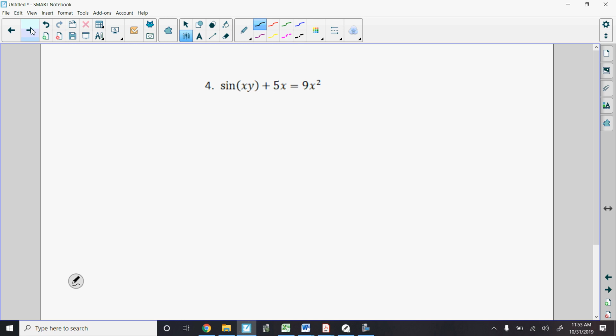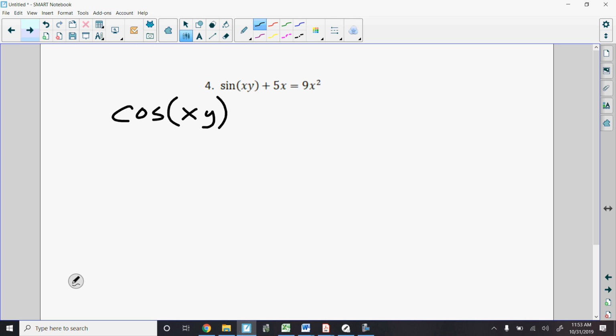Okay, so I'm going to start with the hardest part here, the derivative of sine of xy. I see it's a chain rule, so I see a function. The xy is the inside, sine is the outside. So I start this, we remember from our chain rule, we do the derivative of the outside with respect to the inside. So it starts cosine of xy. But then I need to multiply by the derivative of the inside.